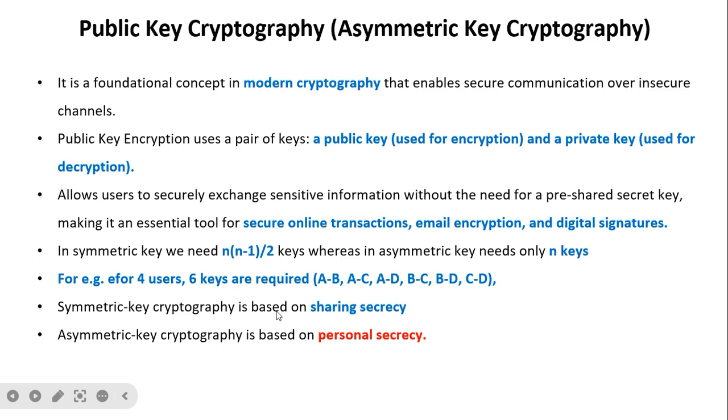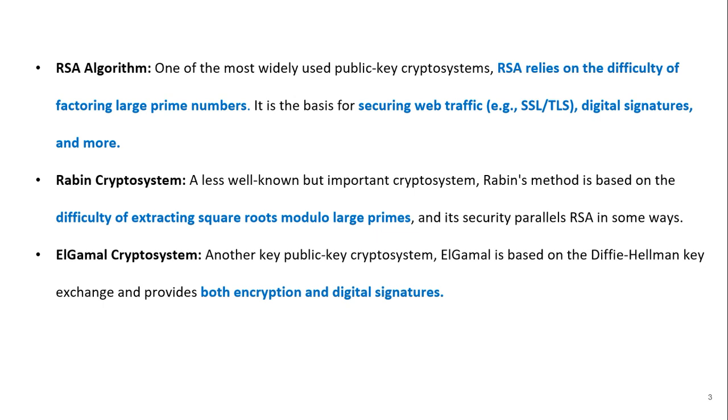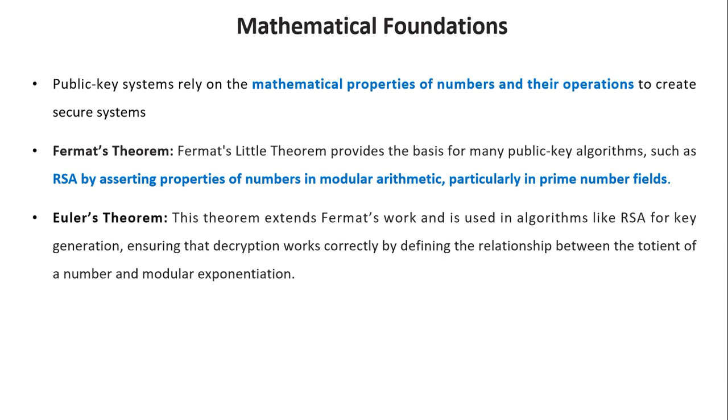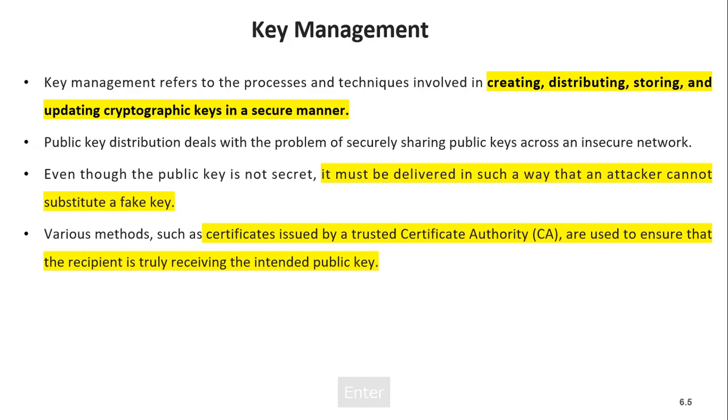Symmetric key cryptography is based on sharing the secrecy, whereas asymmetric key cryptography is based on personal secrecy, that is nothing but the private key. The famous algorithms which are based on asymmetric key crypto system are RSA, Rabin, Elgamal, etc. Asymmetric key cryptography algorithms use the mathematical properties of numbers and their operations to create a secure system. So we are using theorems like Fermat-Euler's theorem for implementing asymmetric key cryptography.